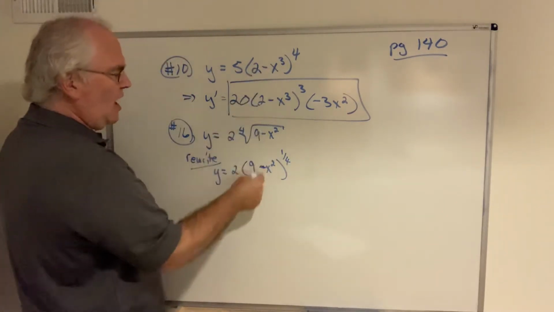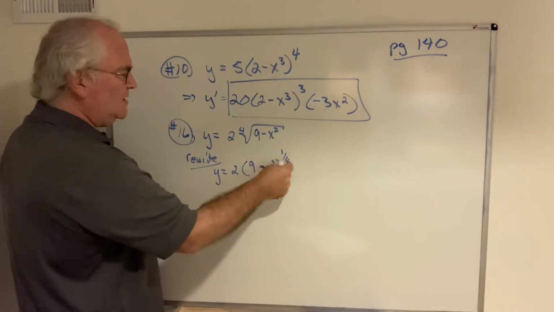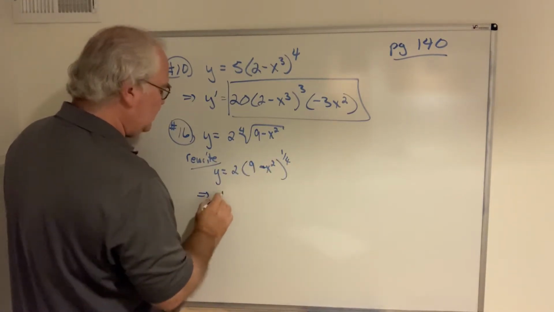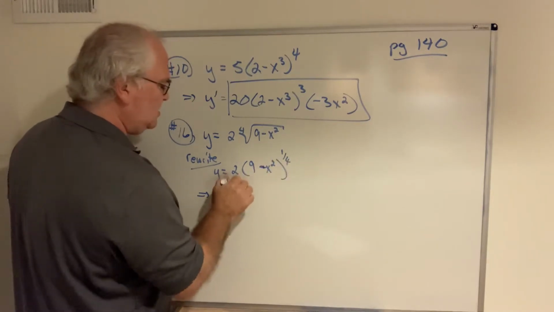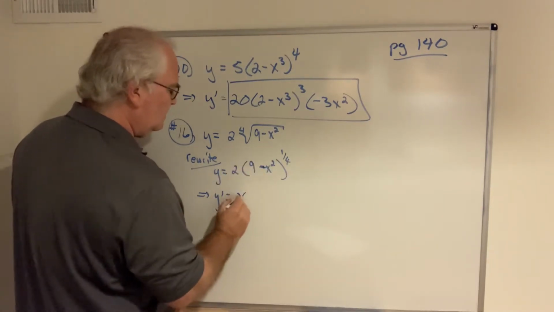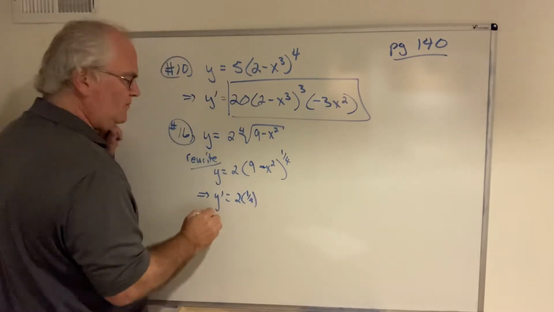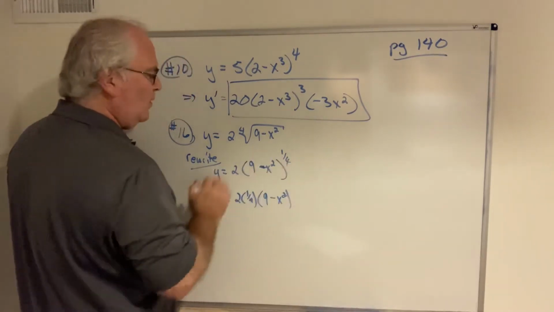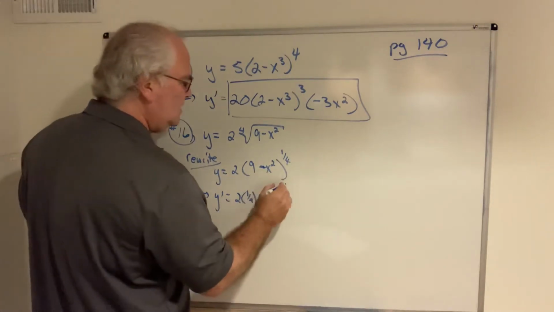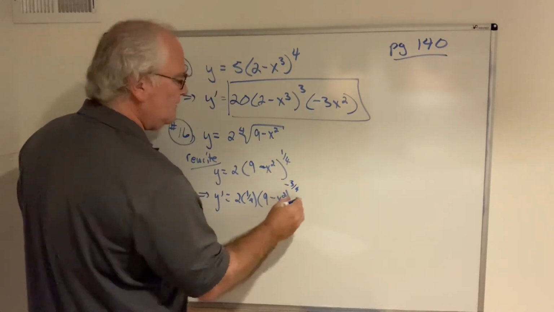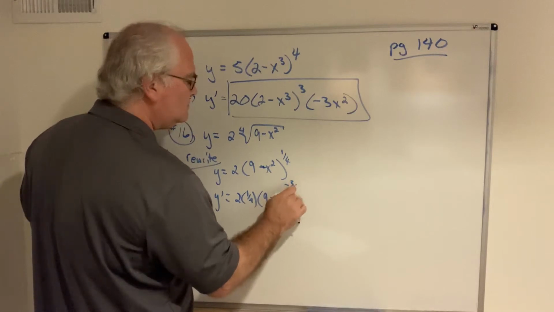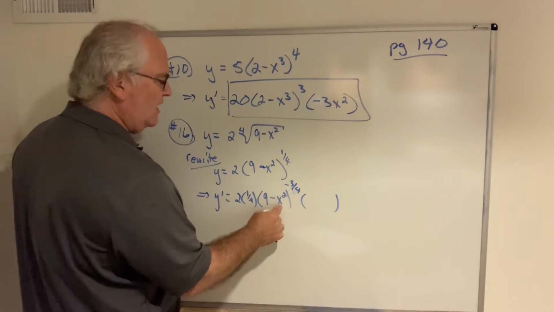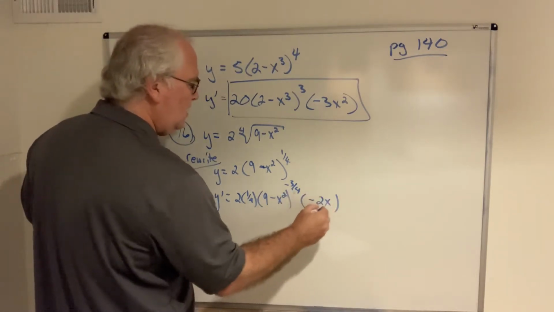This is 1/4 power. Fourth root means 1/4 power. And here it's the same problem, different numbers. Quantity raised to a power, that's the chain rule using the power rule. So this implies the derivative is 1/4 times 2 times, copy paste, 1/4 minus 4/4 is negative 3/4, times the derivative of what was inside, negative 2x.